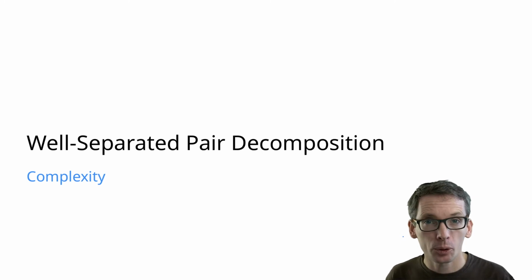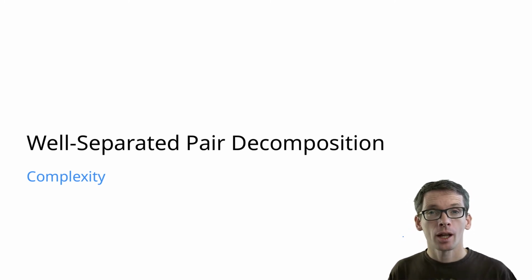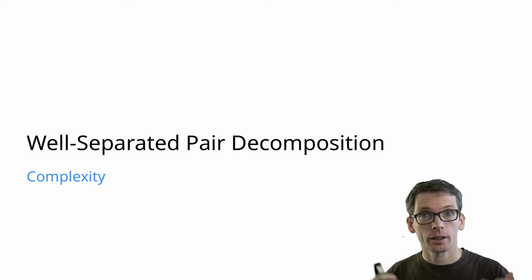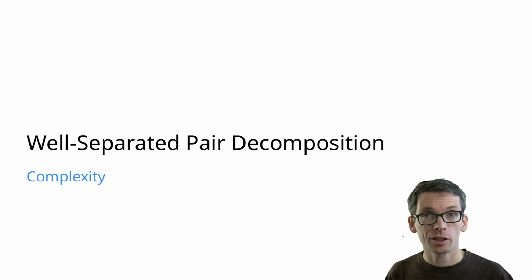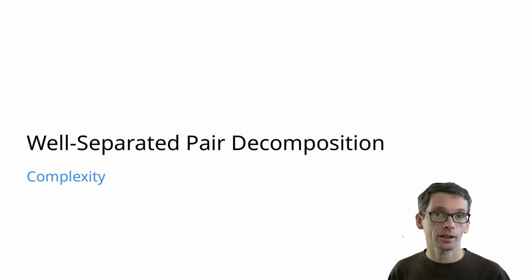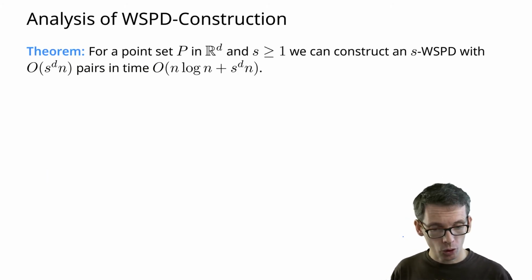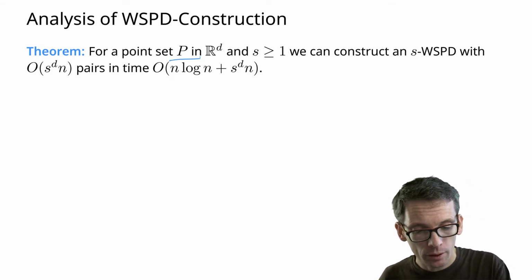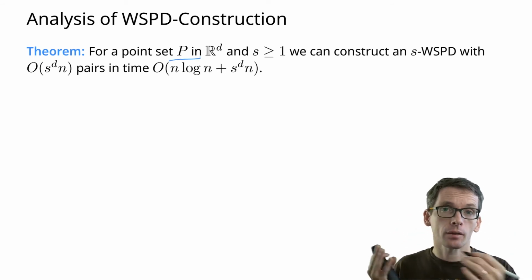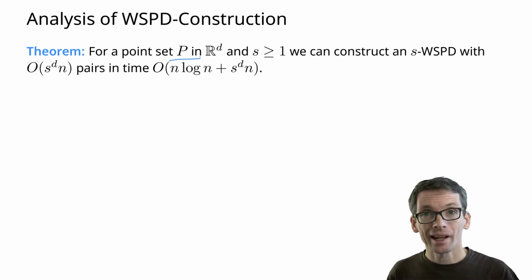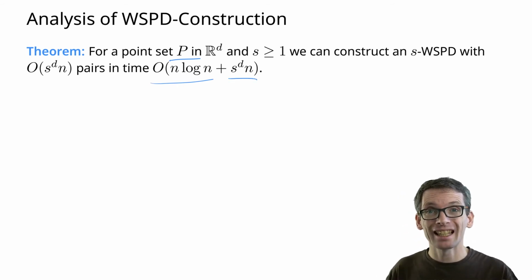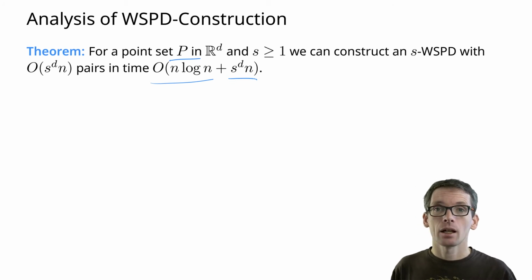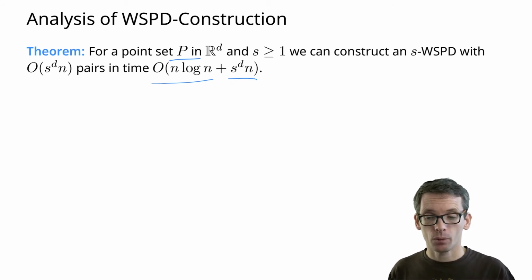We've seen an algorithm for constructing a well-separated pair decomposition. Let's now look at how large the resulting decomposition is. That is, what is the size of the well-separated pair decomposition that we get, and how fast can we construct it? And this is what I want to show here. Given a point set in d-dimensional Euclidean space and the parameter s, we can compute the s-well-separated pair decomposition in time O(n log n + s^d n), and s^d n here also corresponds to the worst case number of pairs, so the size of the well-separated pair decomposition.